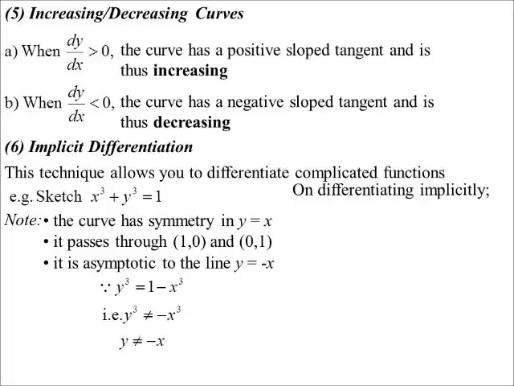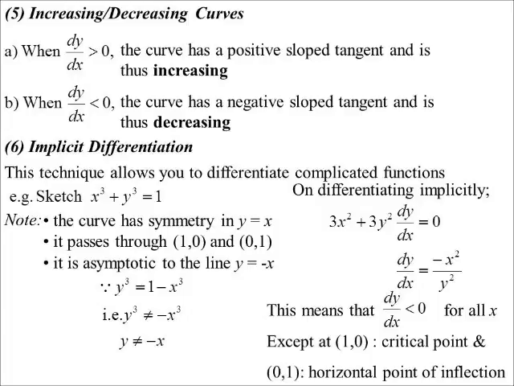Differentiating, I end up with, there it is, minus x squared on y squared. That tells me a few things. Y squared on the bottom, so I know when y equals 0, the derivative is undefined. I know when x equals 0, I've got a stationary point. It's also always going to be negative, because I've got minus x squared on y squared. So the derivative is always negative. This curve's always going down. It's always decreasing in value. So except at 1, 0, there's our critical point, and 0, 1, our horizontal point of inflection, it turns out to be.